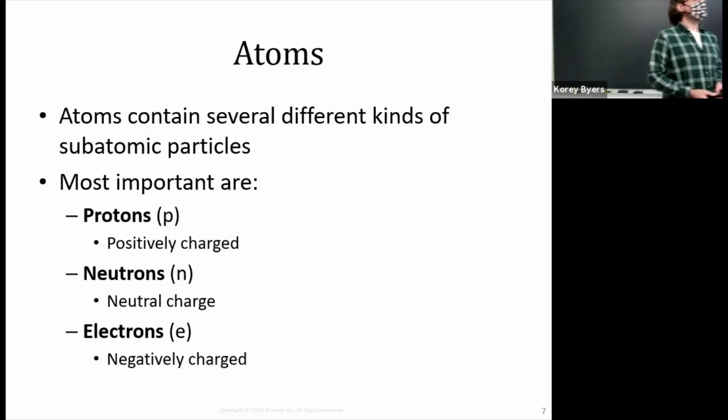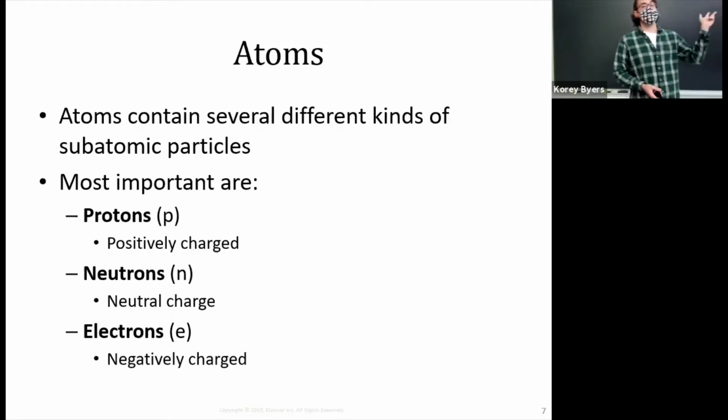So inside of an atom, there are three main particles that we deal with: protons, neutrons, and electrons. Protons and neutrons are in the nucleus of the atom. Electrons are zipping around on the outside. Protons have a positive charge. Electrons have a negative charge. And neutrons are neutral. Your protons and neutrons are the ones that have a weight.